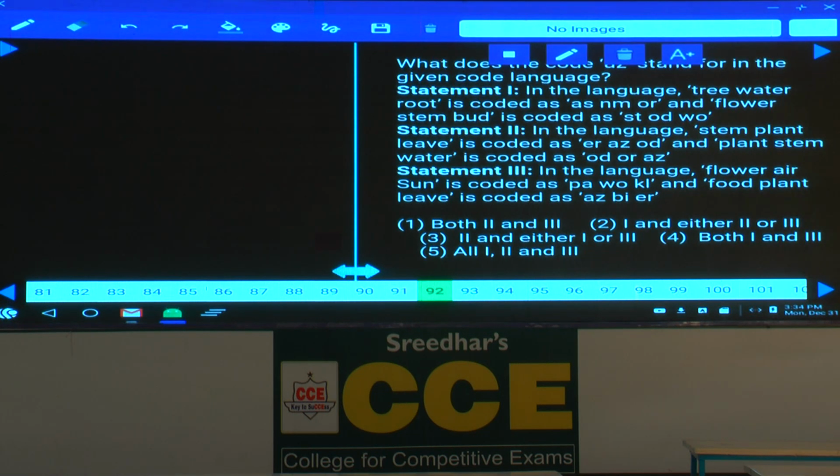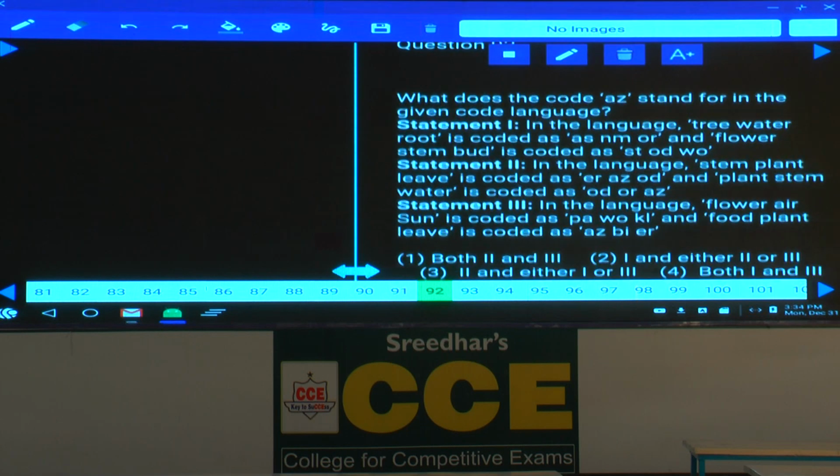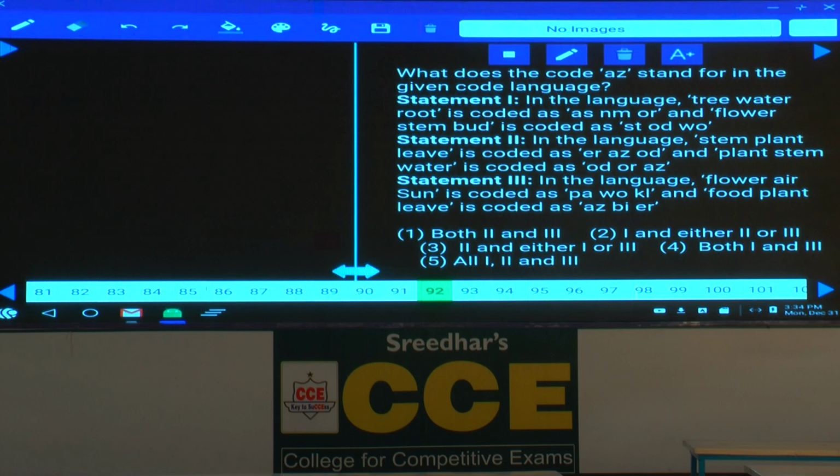Now, in question number 92, in the given code language, what does the code AZ stand for? Now, if you check out the choices here, either 1, only 2, only 3 is not there, hence we are combining these two. Then combination of 2 and 3. Now, in statement 2, stem plant leaf is coded as ER, AZ, OD. AZ and OD are the elements which are common in statement 2 alone. As AZ and OD are common, the code for AZ could be 2 words. Hence, 2 alone is not sufficient, so let us combine 2 and 3.